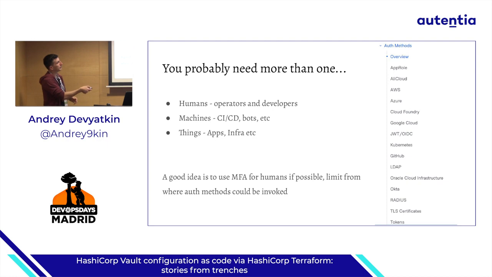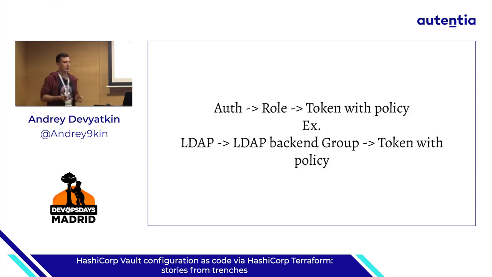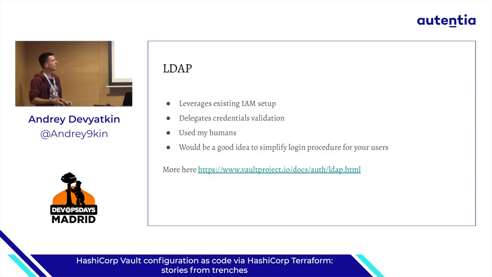And as you can see, this is just a snapshot of the currently available auth methods, and it doesn't end here. It goes down, down, down. So there is a lot of stuff that you could be using. For instance, you could be using GitHub, Kubernetes, Google Cloud, a lot of stuff in there. And then you define the auth method, auth role, and then the token with policy. And we're going to see how it translates to LDAP.